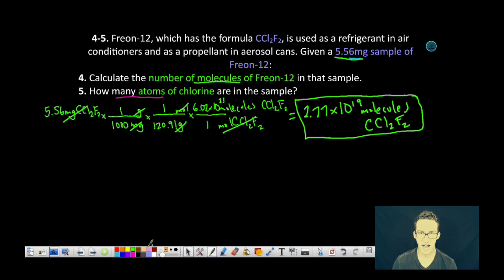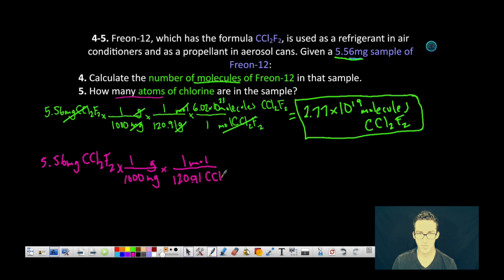Okay, question 5. This one's going to be set up the exact same way as question number 4. We're going to start with 5.56 milligrams of CCl2F2. I'm just going to write it out here. 5.56 milligrams. Again, we need to convert from milligrams to grams. From grams, we'll go to moles. Again, this 120.91 is coming from the periodic table, CCl2F2. I'm going to label here so I can make this a little more clear. CCl2F2. And here's what we're going to change.